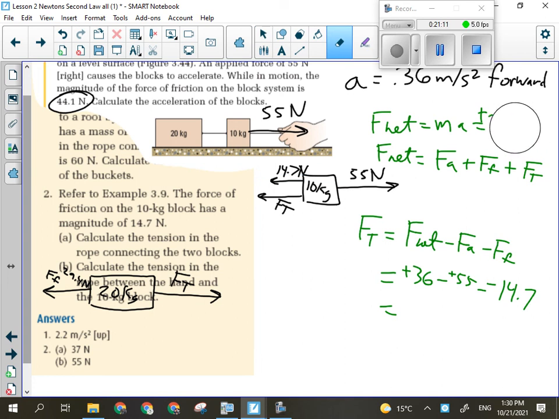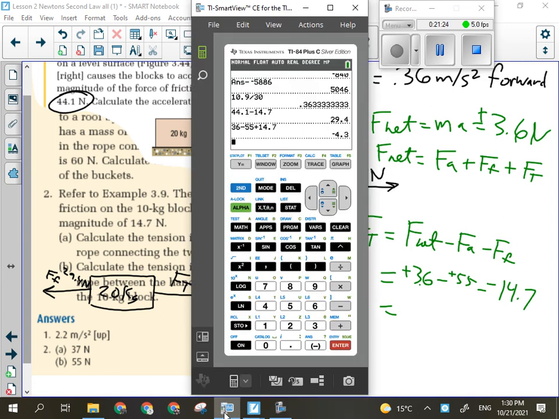Yeah, see, that's why you don't do stuff in your head. 3.6, this will work out much better. I was trying to figure out what I'd done wrong. I was like, yeah, I totally legit did this the right way. 3.6 minus 55 plus 14.7 gives me a much better number. So 37 newtons to two significant figures.